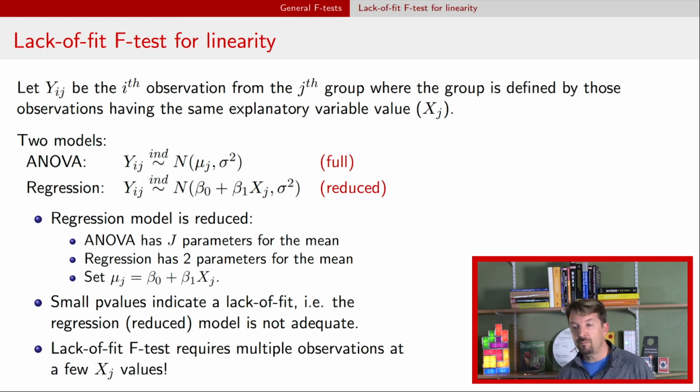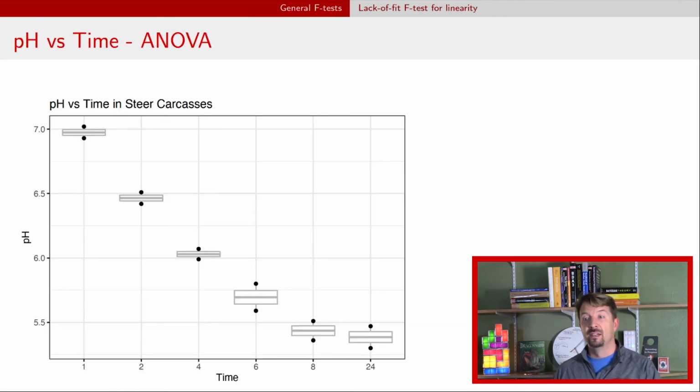In order to do this kind of thing, you need to have multiple observations at a number of explanatory variable values. As an example, here's a data set that looks at, I can't remember exactly what the time is, but this is time since slaughter on some carcasses versus the pH. So, wonderful topic here.